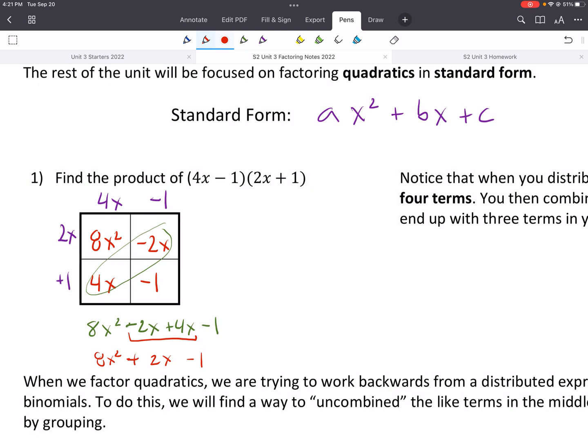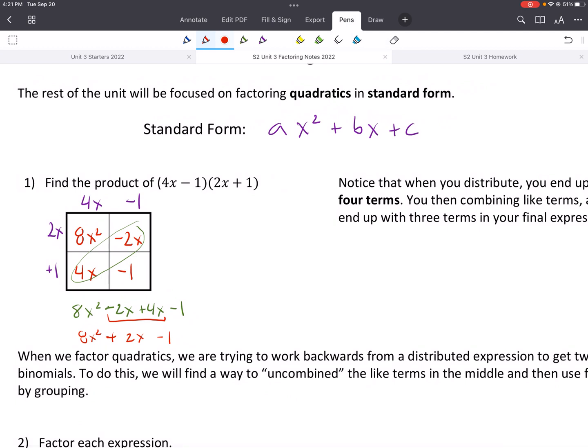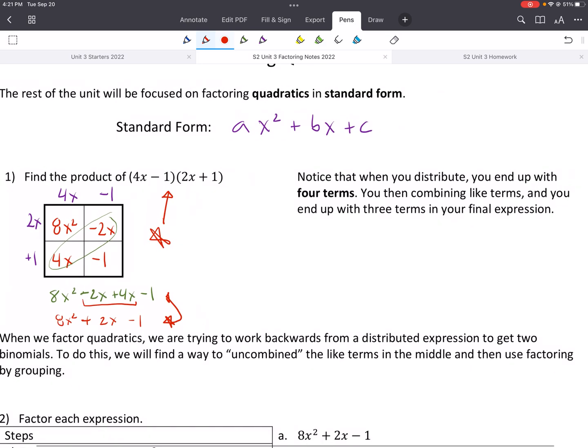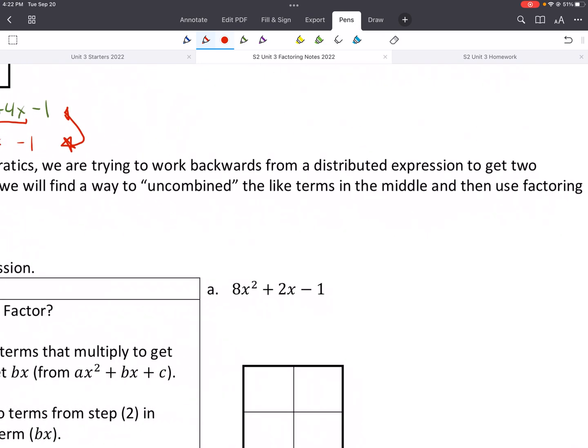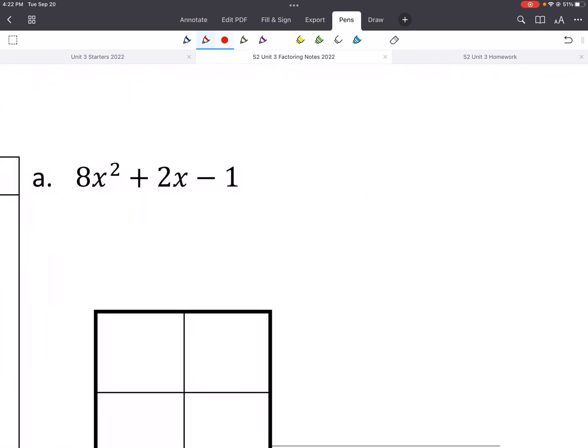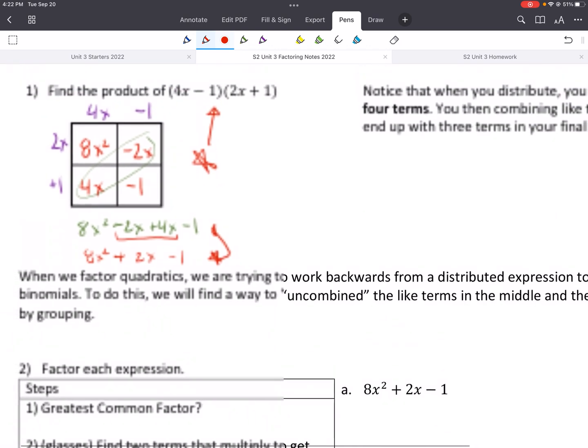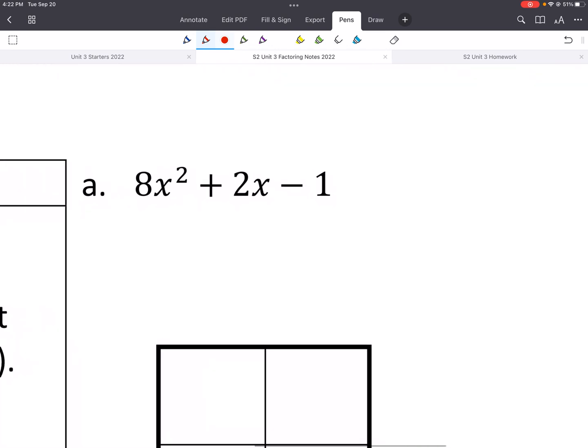So you remember that? Alright, last time we learned how to go from here to here. Today we're going to learn how to go from here to here. Basically, we're just doing the opposite of distributing, and that's called factoring. So here is our first problem. It's actually the same problem that we did up here, but we're just going to do it backwards.